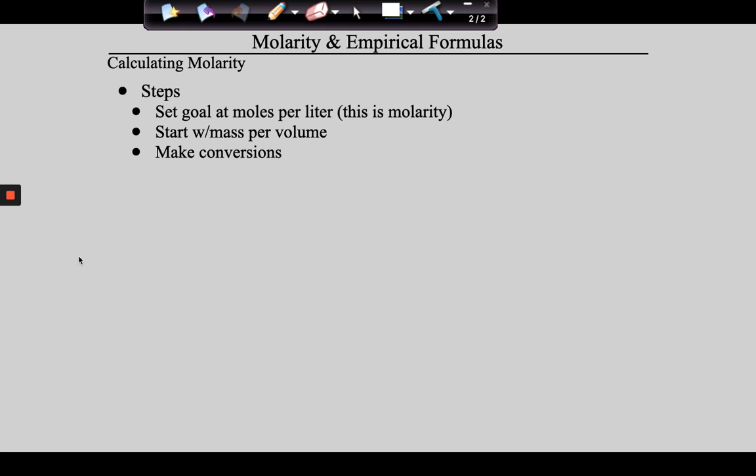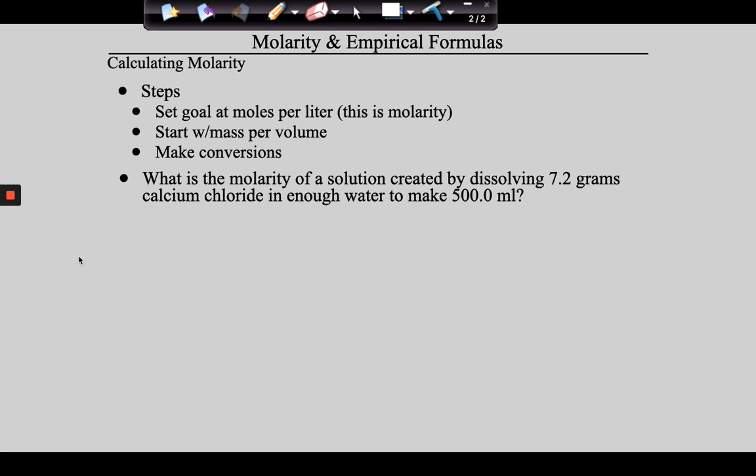So guys, these questions get wildly redundant. They're the same every time. So let me show you an example. It says, what is the molarity of a solution created by dissolving 7.2 grams of salt in 500 milliliters of water? So guys, that's this.